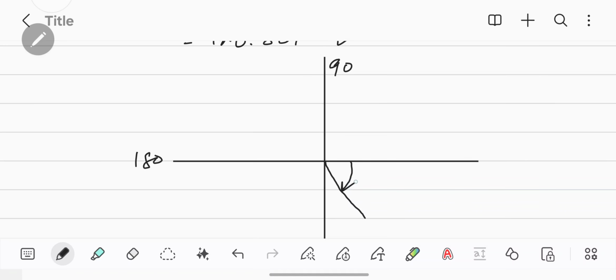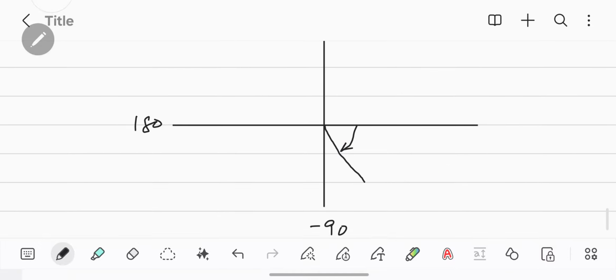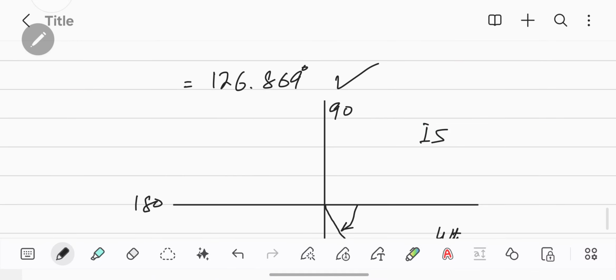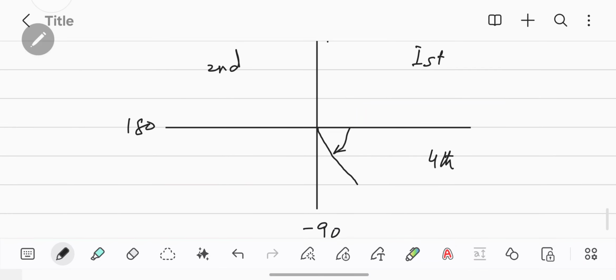So I have to stop sometime before negative 90 degrees, right? That means I am in the fourth quadrant. This is the first quadrant. This is the second quadrant. This is the third quadrant. And this is the fourth quadrant.